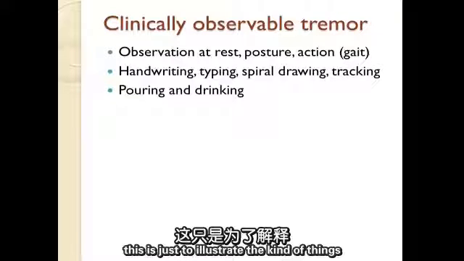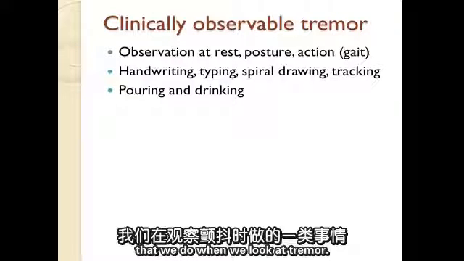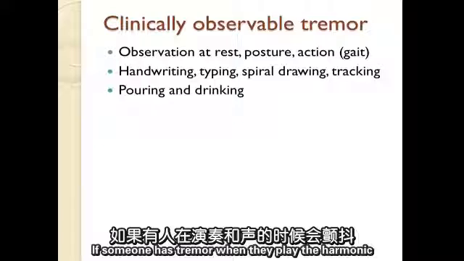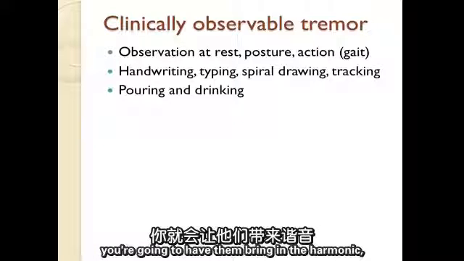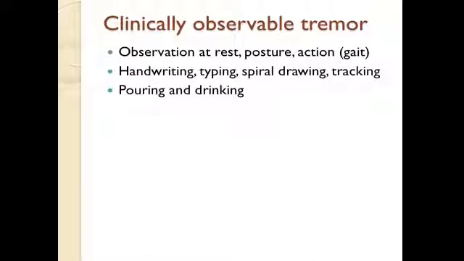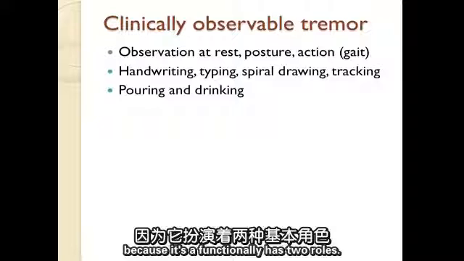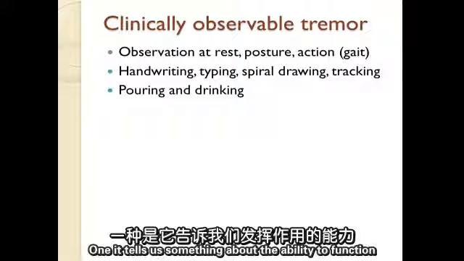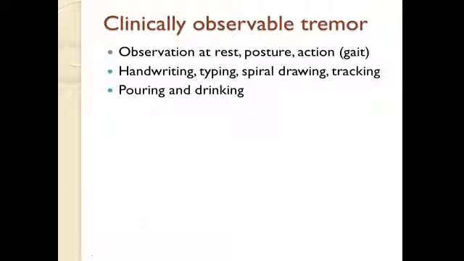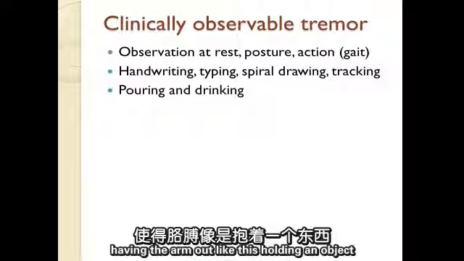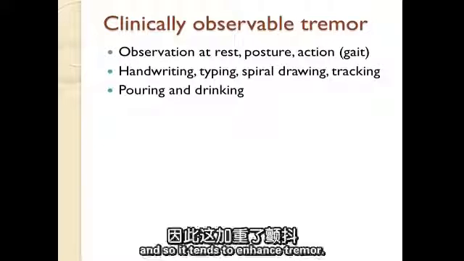Quick thing, this is just to illustrate the kind of things that we do when we look at tremor. Obviously, you try to provoke the tremor in some way. If someone has tremor when they play the harmonica, you're going to bring them the harmonica, have them play the harmonica. But the standard thing we do is this lift the object to your lips, because it functionally has two roles. One, it tells us something about the ability to function. And second, it puts the limb at a mechanical disadvantage, having the arm out like this holding an object, and so it tends to enhance tremor.